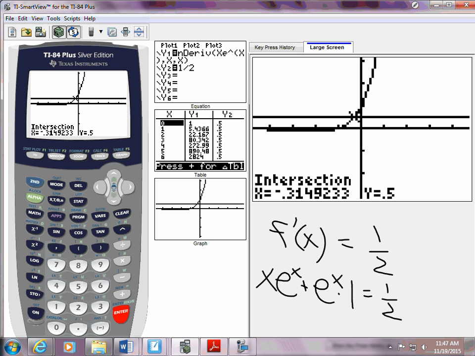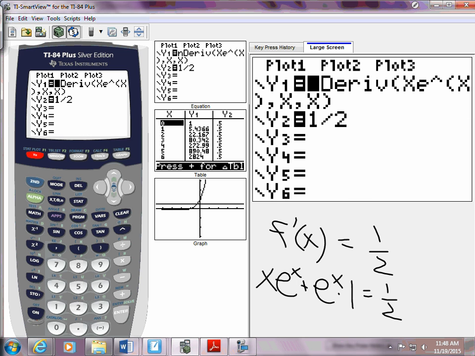The other way I could have done it was instead of using that nDeriv in y1, I could have just put what the derivative was, x e to the x plus e to the x. So if you'd be more comfortable getting the derivative yourself, instead of using this here, you could just type in x e to the x plus e to the x.